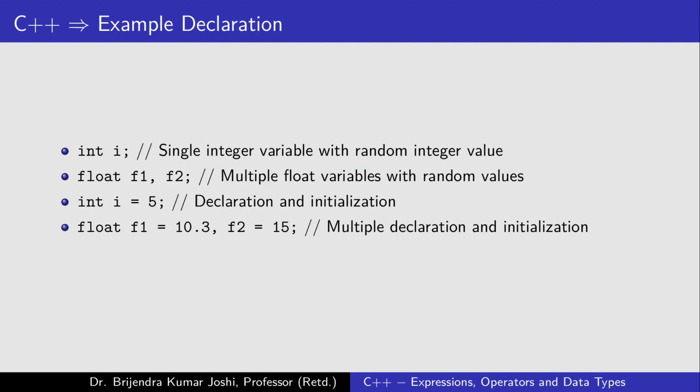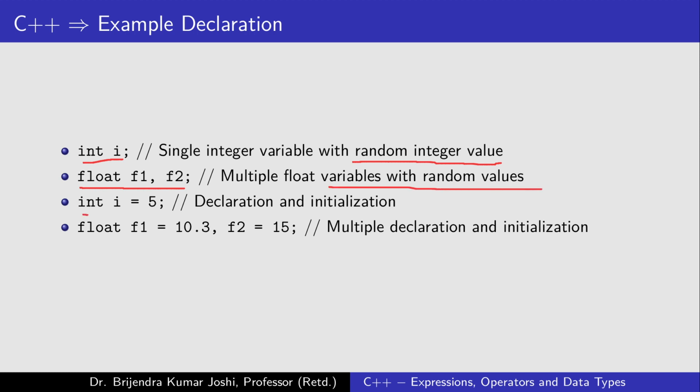Now some example declarations, let us see. int i. Here i is a variable of type int, which is an integer variable with a random integer value, because we have not assigned any value here. Similarly, float f1, f2, multiple float variables with random values.